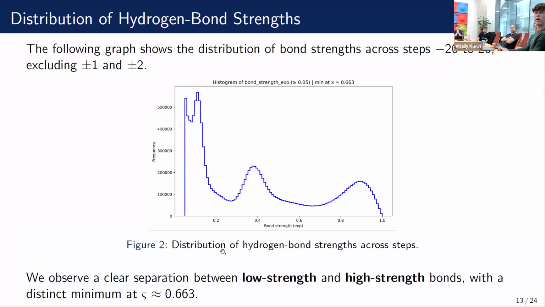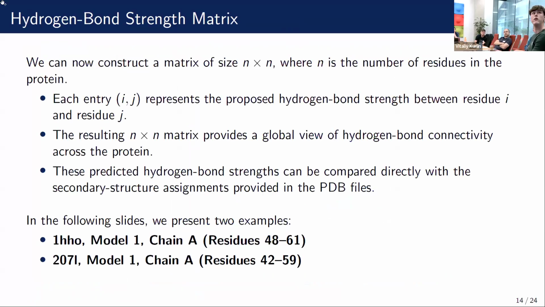You can combine these bond strengths then to see this distribution. So this will be a distribution of all the bond strengths across steps minus 20 to 20. So there's quite a lot, over 1 billion. But you see a quite nice separation between likely hydrogen bonds here, and then other ones. It's quite good. And there's a minima at about 0.66. So maybe you could call that a cutoff to say you think there is one, you think there's not, but that's not that important because it's meant to be a continuous method.